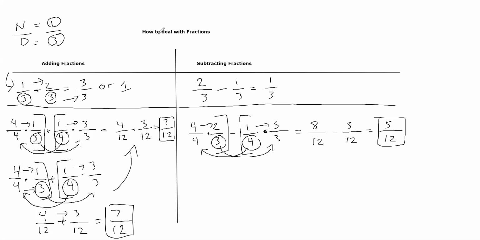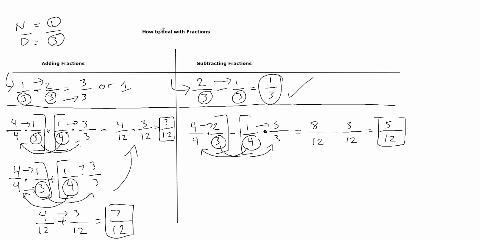Okay, so we're up here at the top now. So we have 2/3 minus 1/3. Again, if they have the same denominators, all you have to do is subtract the numerators. 2 minus 1 is 1. My answer, 1/3. I'm done. Cool. Sounds easy. What's not easy is what I have down here.